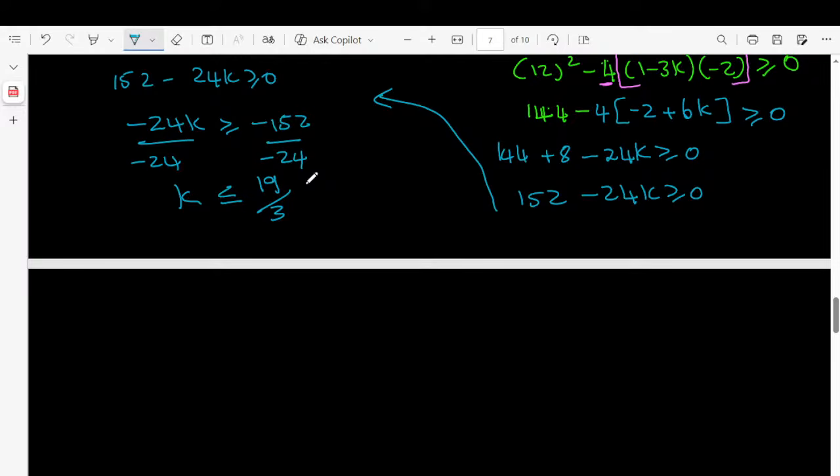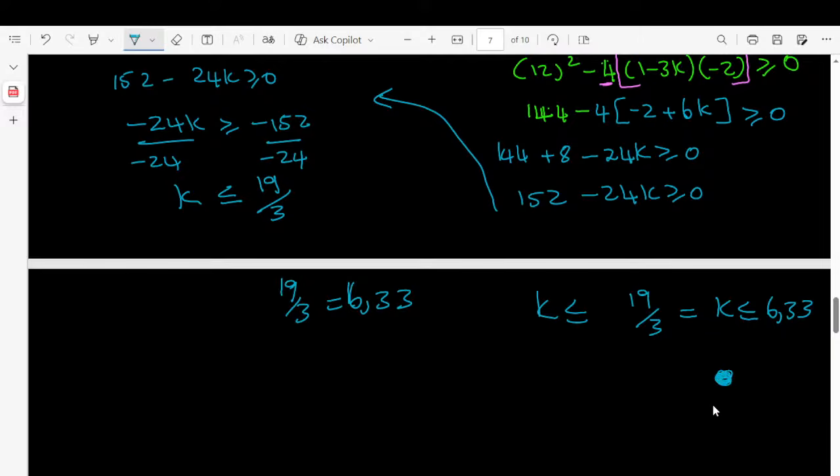When you punch it in, you find that 19 over 3 is just 6.33. And they said they want what? Look at this. K must be less than or equal to 19 over 3, which is what? K must be less than or equal to 6.33. If I put that on the number line, this is my 6.33, and K will take all the values going that side.